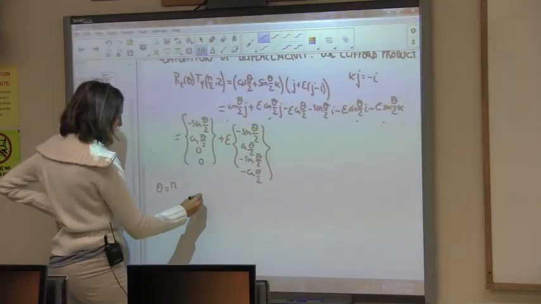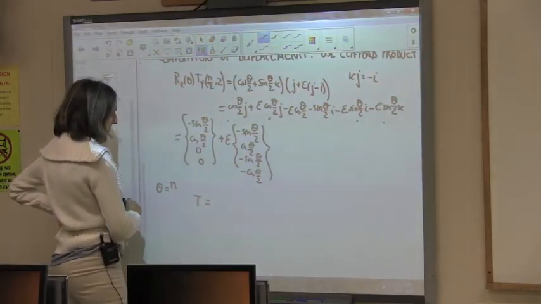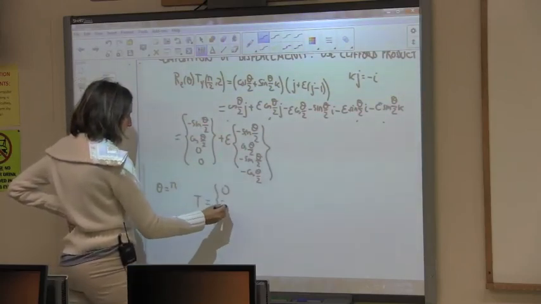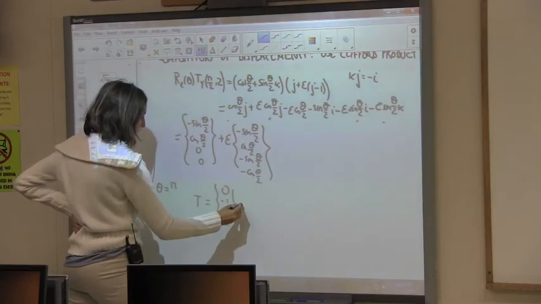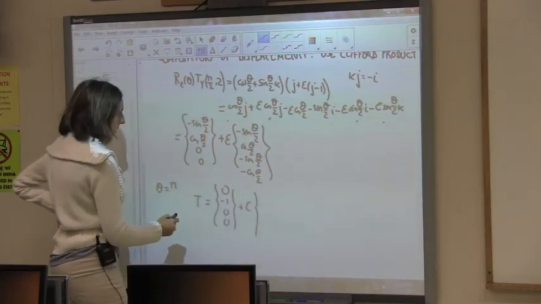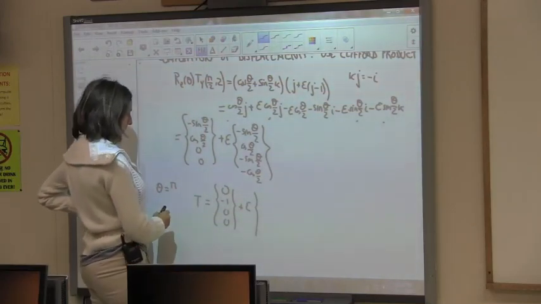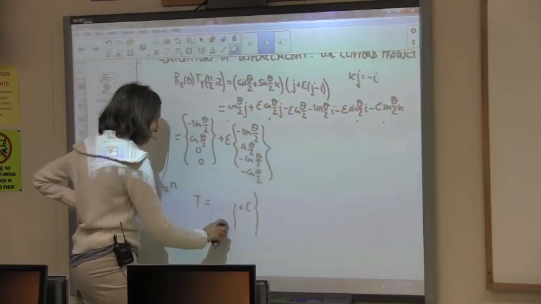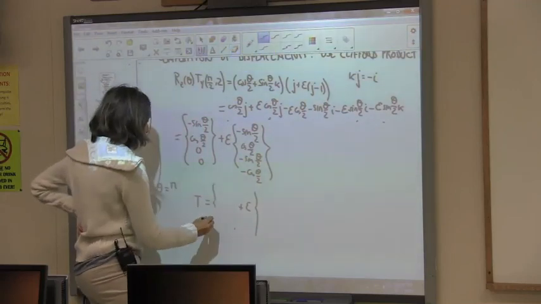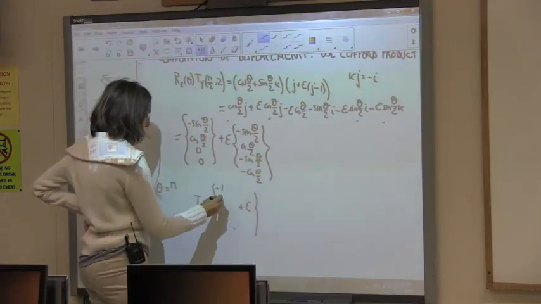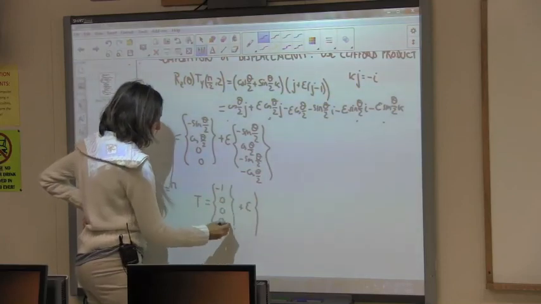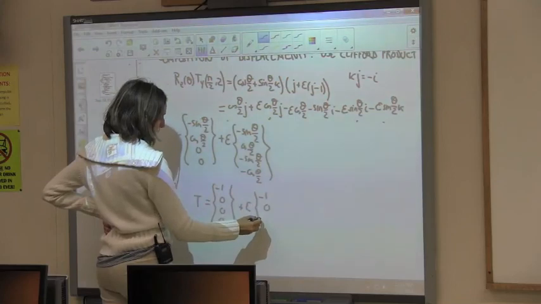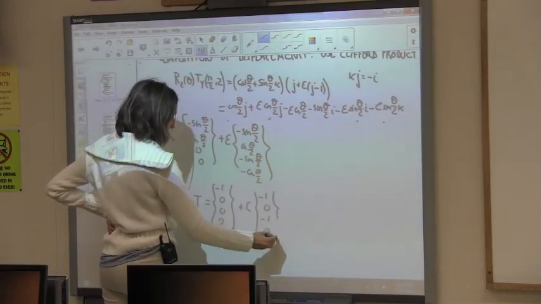Then we get this transformation equal to 0 minus 1 0 0 plus epsilon. No, it's minus 1, the first one. There's a minus. Good that you guys know how to do trigonometry. Okay, so pi over 2: minus 1 0 0 0 plus epsilon minus 1 0 minus 1 0, right?